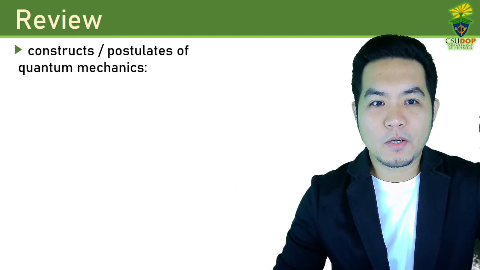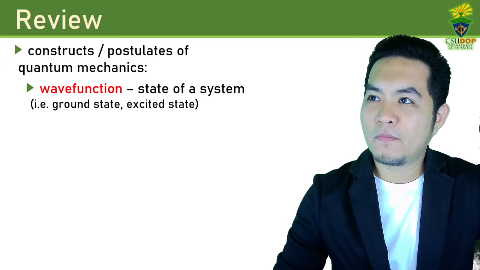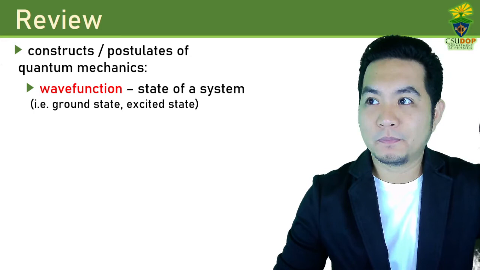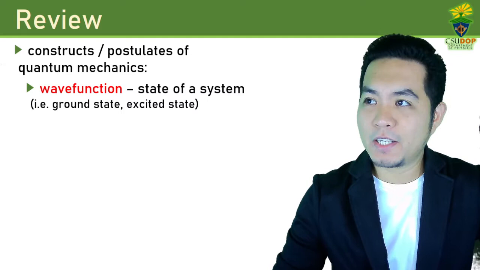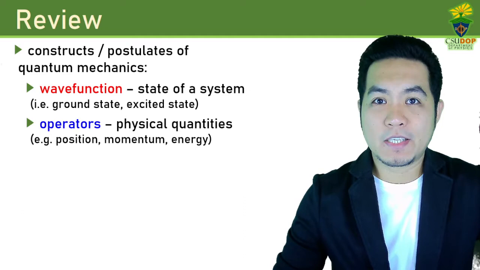Let's review again the two constructs or postulates of quantum mechanics. We have the wave function, which represents the state of a system. The system could be in the ground state or it could be in the excited states. And then the second postulate, which is the operator. The operator represents the physical quantities or the physical observables. Examples of that are position, momentum, and energy.